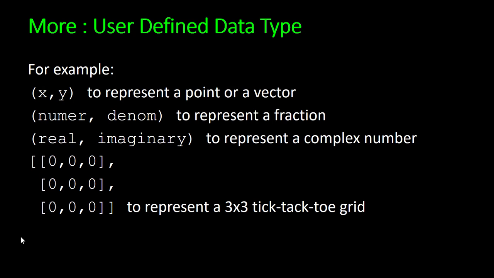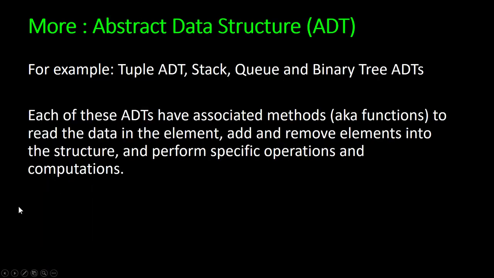Or we can make use of a list in a list to represent a 3 by 3 tic-tac-toe grid. You have also learned something about abstract data type, we call them ADT. For example, the tuple ADT, the stack, the queue, and the binary tree ADT.